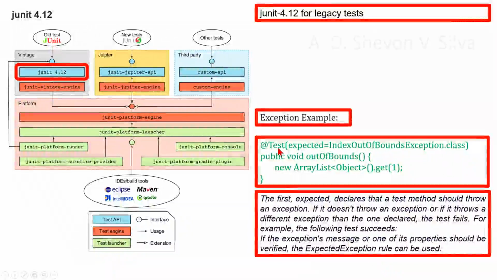The Test annotation supports two optional parameters, for exception testing and for limiting test execution time. Here we are considering the expected parameter as an exception example. The parameter expected declares that the test method should throw an exception. If it does not throw an exception, or if it throws a different exception than the one declared, the test fails. For example, this test succeeds here.